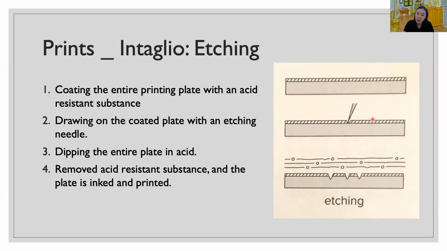And the entire plate is dipped in an acid bath. Then the scratched lines are made deeper by the acid, and the coated parts are not, making depressions. And so the ground is removed and the plate is inked and printed. So that is the process. So let me show you the process by video.